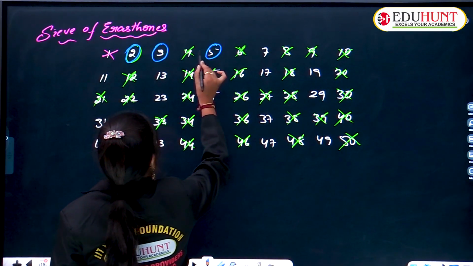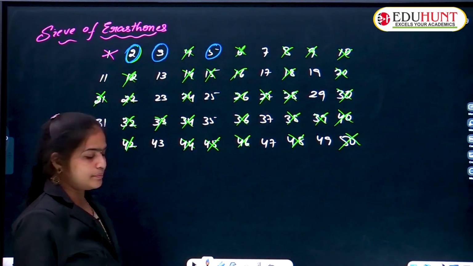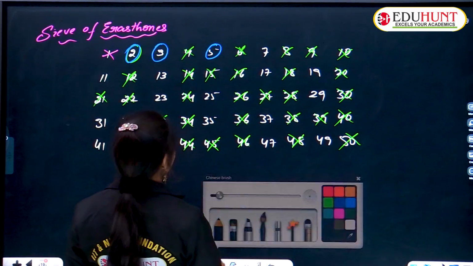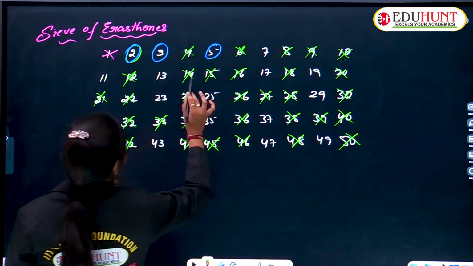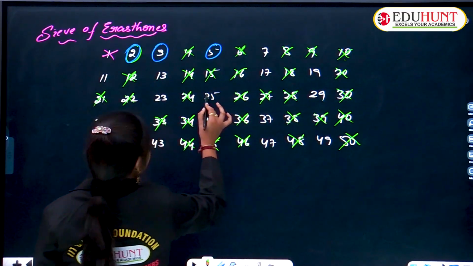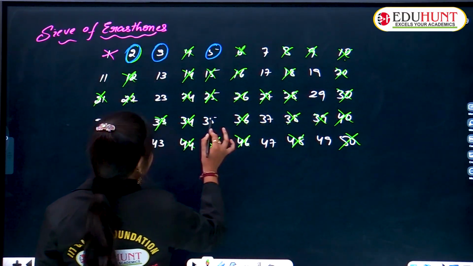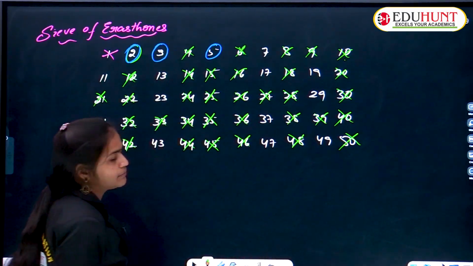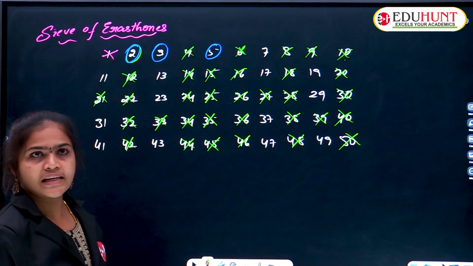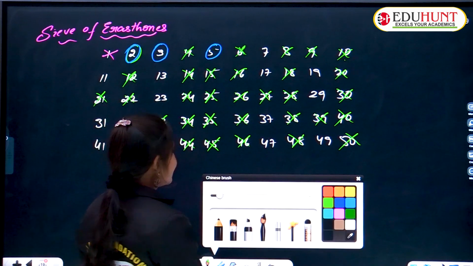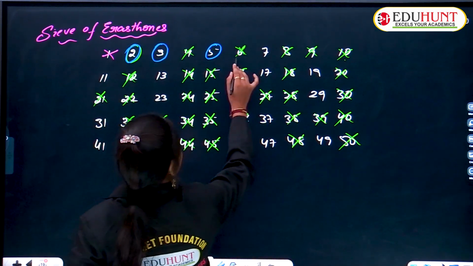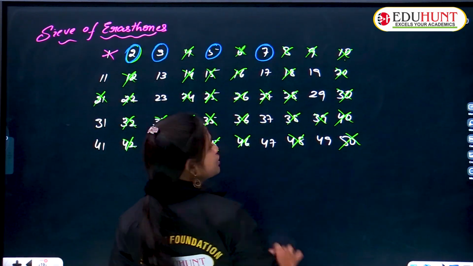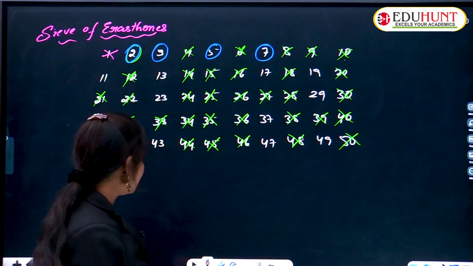Next, 5 table, since 4 is already cancelled. 5 1s 5, 5 2s 10, 5 3s 15, 5 4s 20, 5 5s 25, 5 6s 30, 5 7s 35, 5 8s 40, 5 9s 45, 5 10s 50. Completed? Yes, 5 table also completed. Next 6 is already completed. Next table, which one is there? 7.